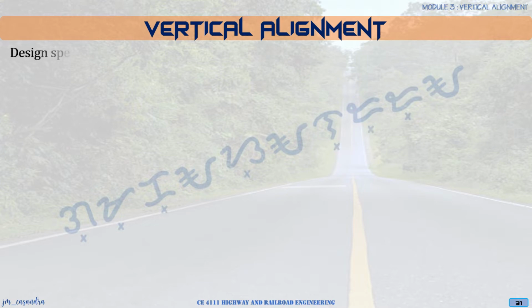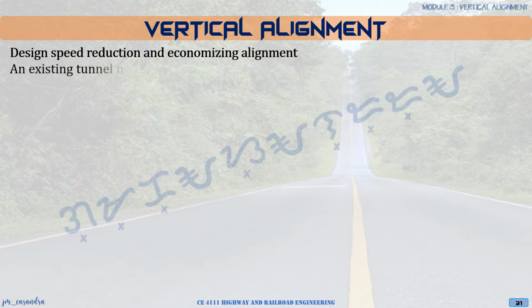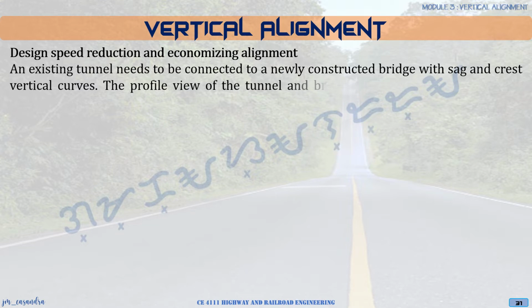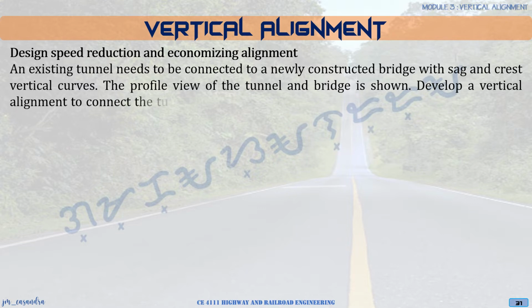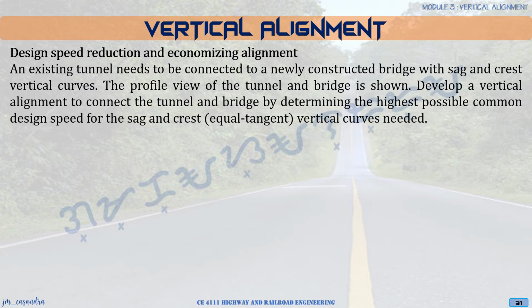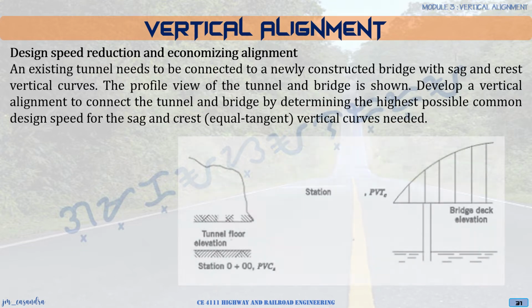In this example, we are going to design our curve using the speed reduction and economizing the alignment of the curve. So an existing tunnel would need to be connected to a newly constructed bridge with sag and crest vertical curves. The profile view of the tunnel and the bridge is shown. Develop a vertical alignment to connect the tunnel and the bridge by determining the highest possible common design speed for the sag and crest of equal tangent that is required.